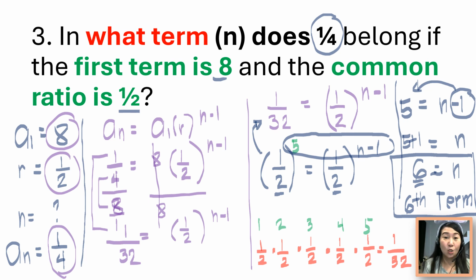Alright, so we are done discussing about geometric sequence, specifically finding the common ratio and the value of n in our sequence. I hope that we learned a lot in this topic.